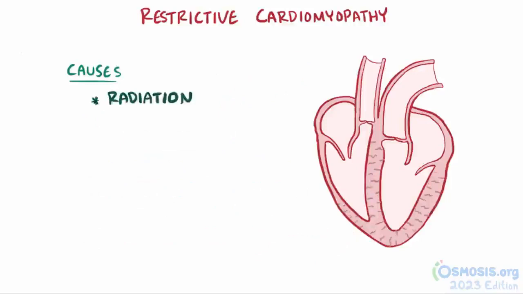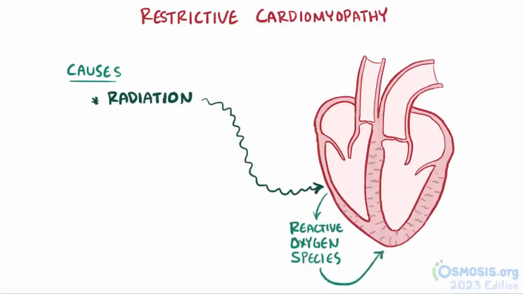Finally, radiation of the heart tissue can also lead to restrictive cardiomyopathy, and it's thought that this is because radiation generates reactive oxygen species in the tissue, which ultimately leads to inflammation over time and causes myocardial fibrosis, or fibrosis of the heart muscle tissue, which makes the tissue stiffer and more restrictive.